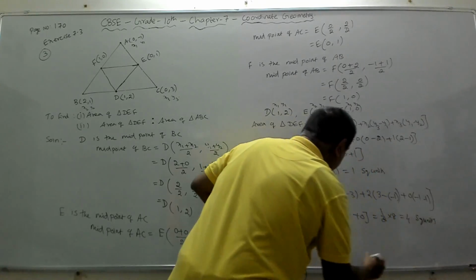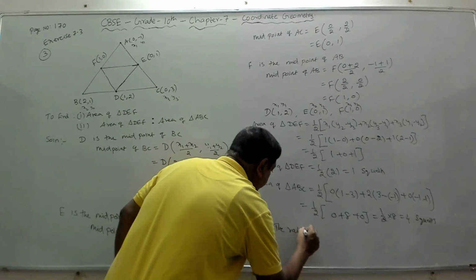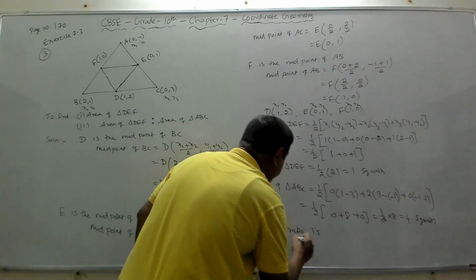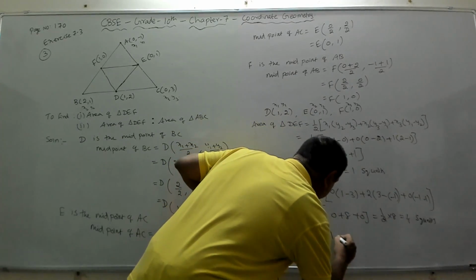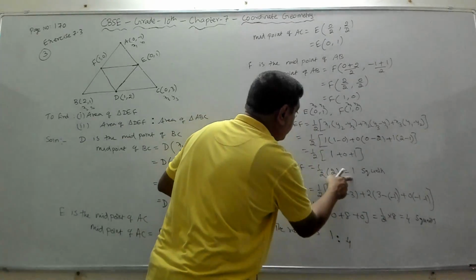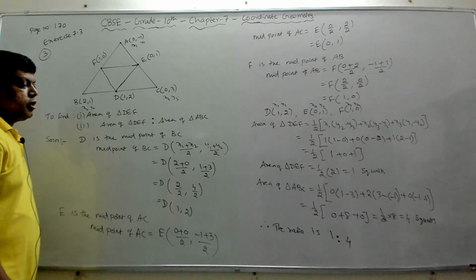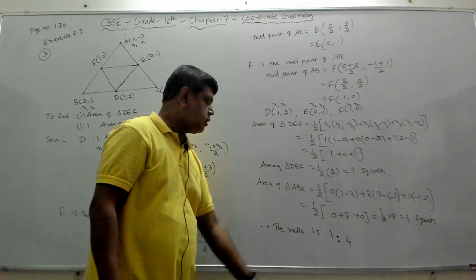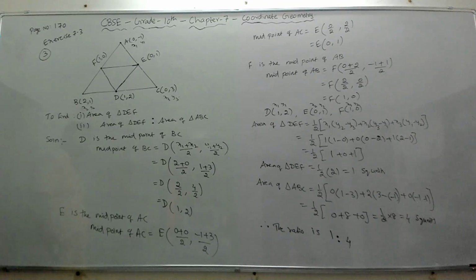Therefore, the ratio is what? The ratio of the area of this triangle is 1 is to 4, because this is 1 square unit and this is 4. The ratio between the area of triangle DEF and the area of triangle ABC is 1 is to 4. Fine. So all of you can pause the video and take the notes.